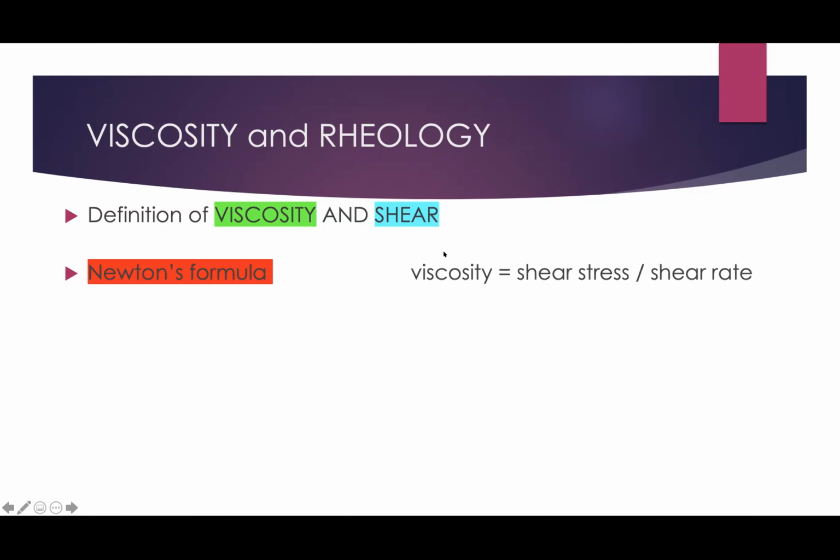So Newton devised this formula, which said that viscosity equals shear stress over shear rate. And any liquids which obey that rule are known as Newtonian liquids. So that means if you vary the shear rate, the shear stress will vary in the same proportion. An example of that would be water, thin motor oils, or rheumatoid synovial fluid, which has been degraded by enzymes.